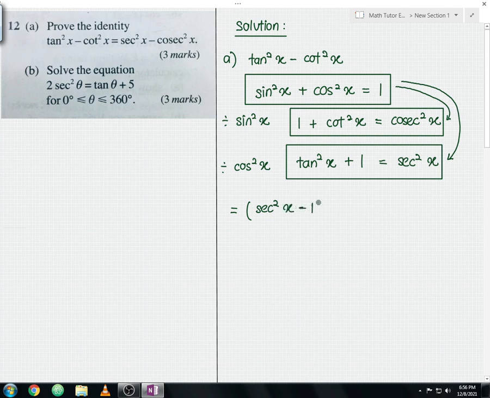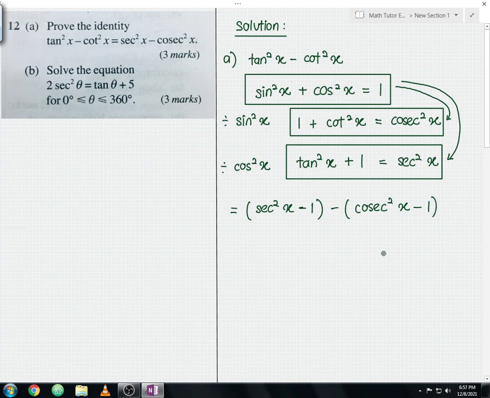minus 1, and then minus, now you see you have a cotangent square x. Cotangent square x is in the second basic trigonometric identity. So cotangent square x will be equal to, you move this 1 over to the right hand side, cosecant square x minus 1. So from here, minus, in a bracket, cosecant square x minus 1.